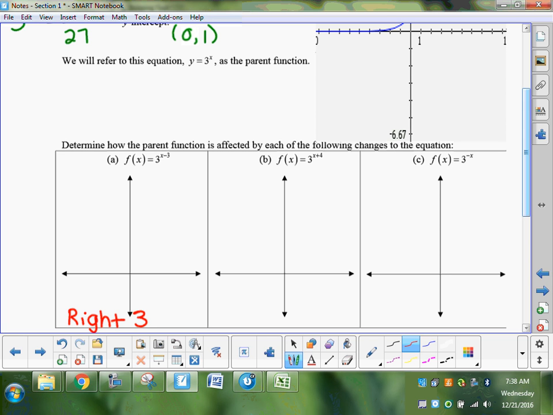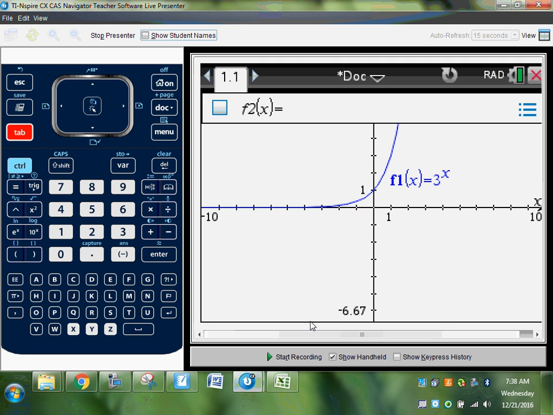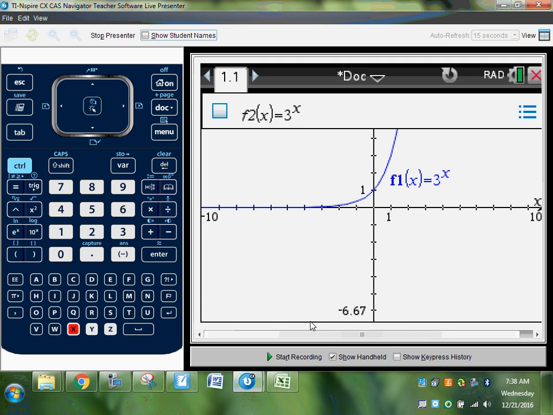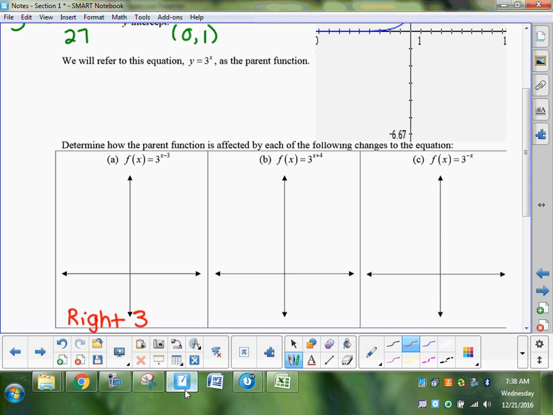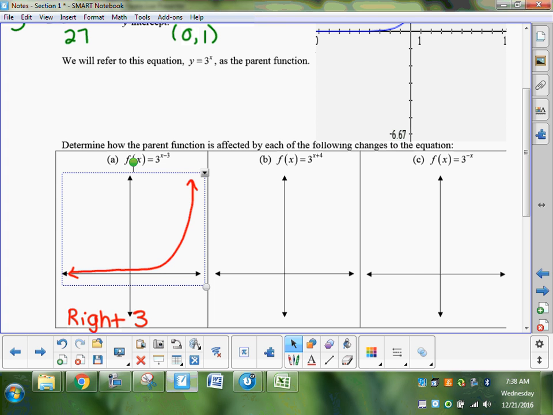So looking at that, go into your calculator and see if he's right. So there's your base parent graph. We're going to do x minus 3 as the exponent. What does that do? There you go. Shifts it over to the right 3. So your graph would look more like this, as opposed to that original parent graph.